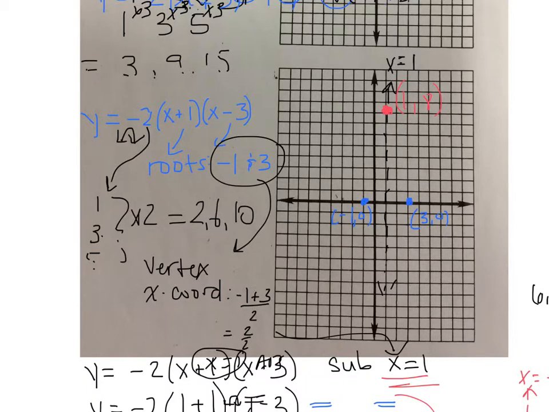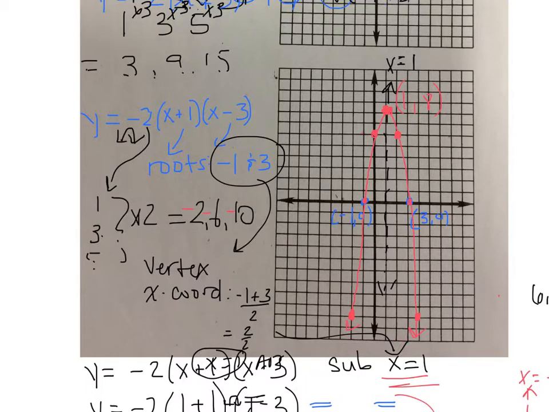So our step pattern is 2, 6, 10. It's opening down, so we're going to go over 1, down 2, over 1, down 6. Oh, we met our roots, so we know we did it properly. Over 1, down 10. And then we're done. On the other side of the parabola, crossing over the symmetry shows us that these two points are lined up. Down 2, down 6, and down 10. So we're going to plot these points. We're going to draw a nice smooth curve.